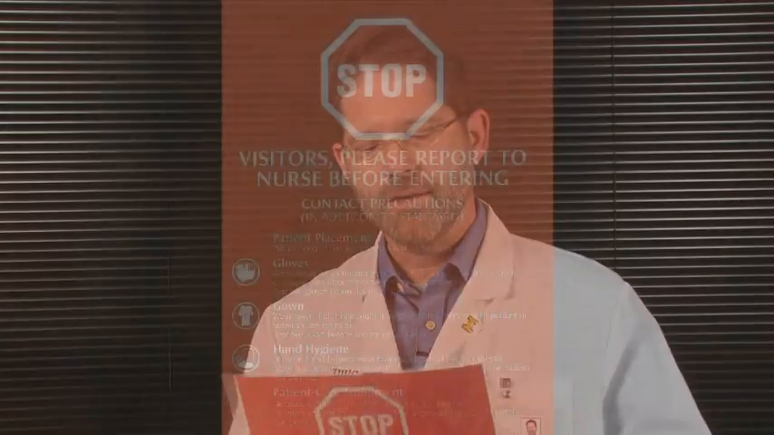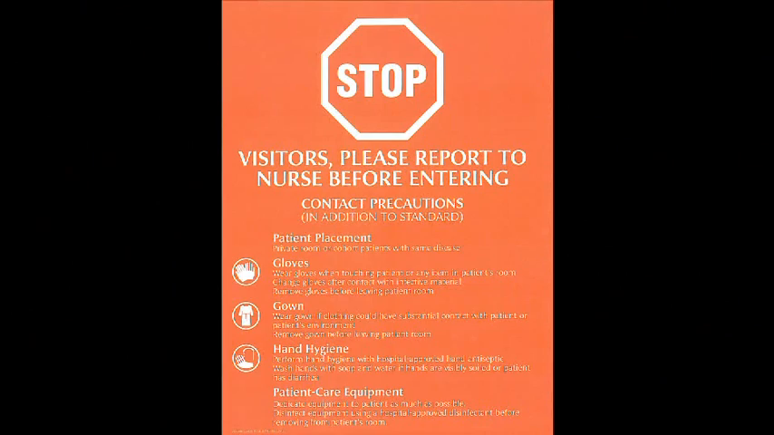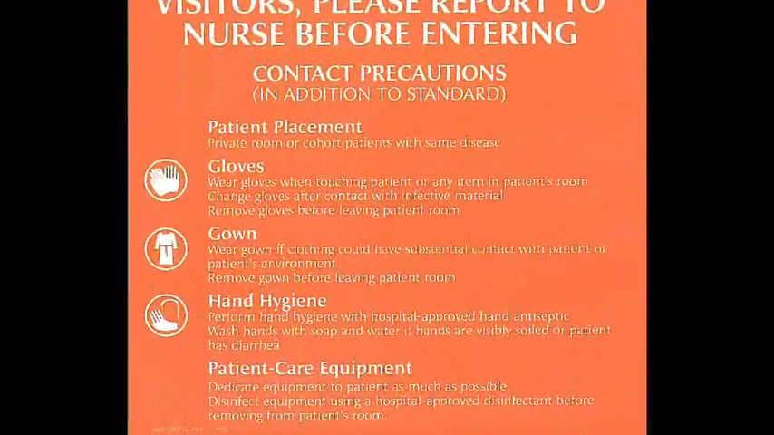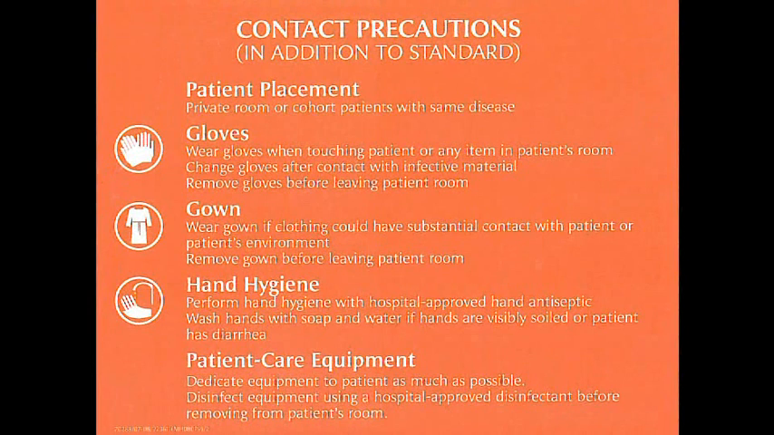The most frequently used form of isolation precautions involves this orange sign, which is for contact precautions. This sign and these precautions are used when a germ is transmitted by direct or indirect touch, such as touching body fluids or touching equipment in the patient's room that might be contaminated.